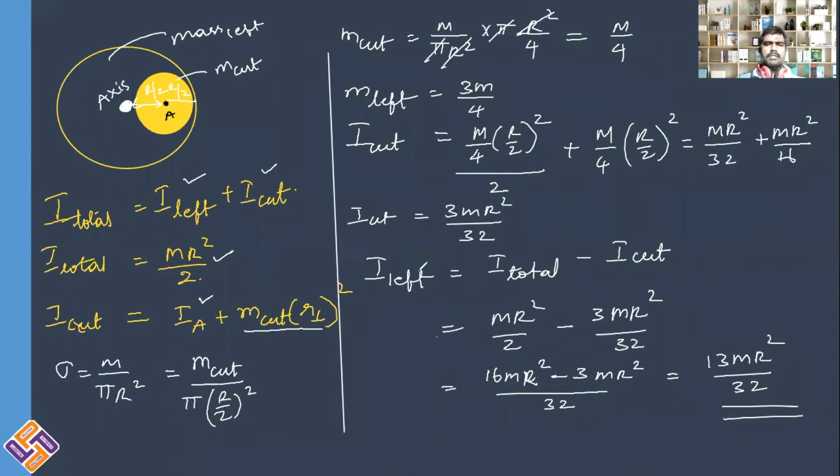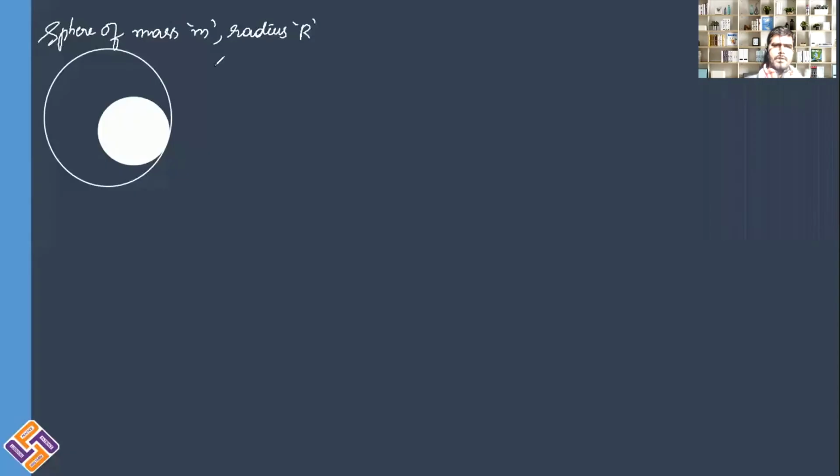Okay, so this is how you can calculate the moment of inertia of the left portion, where some mass has been removed from a particular disk. You can even do this with a sphere also. Students, the same way which we have done in the previous problem for the disk, you can calculate the moment of inertia with respect to a sphere also.